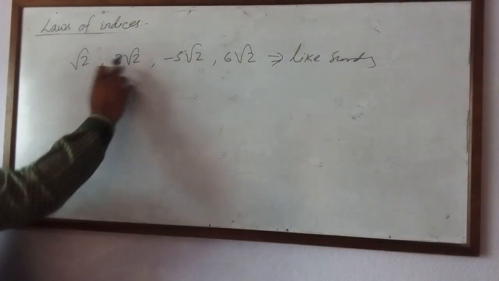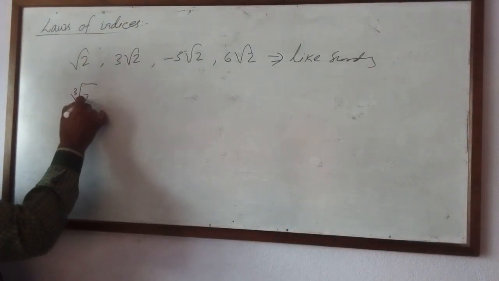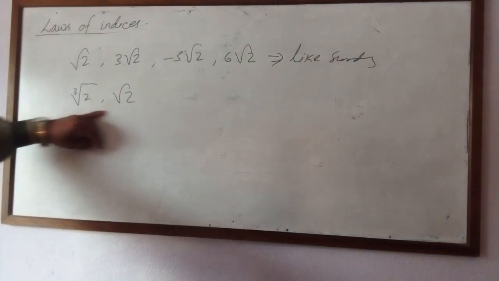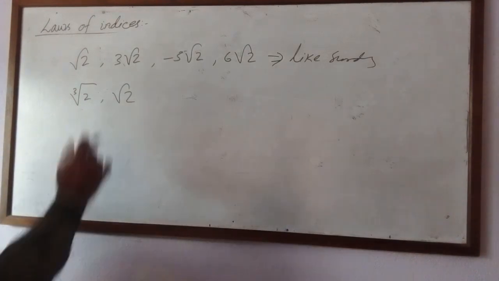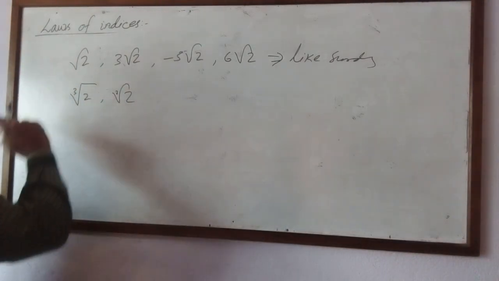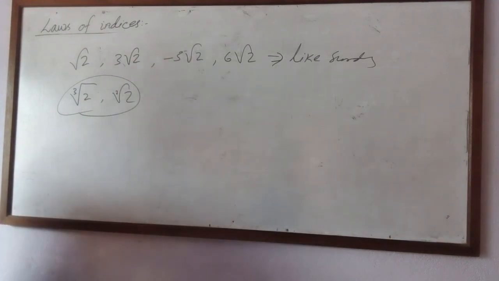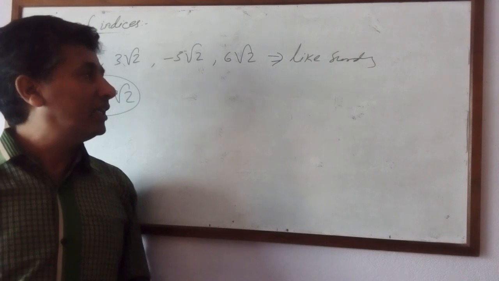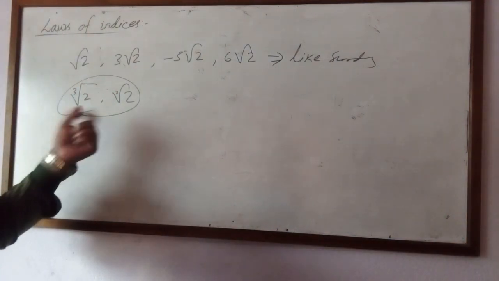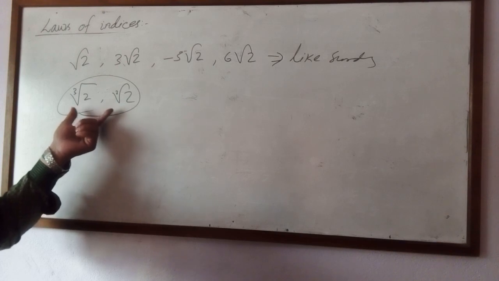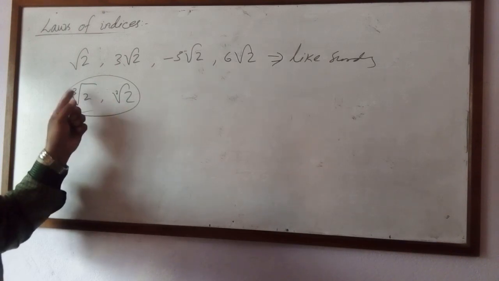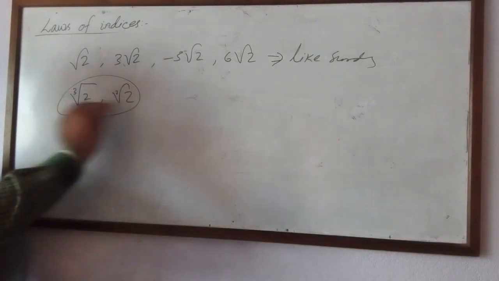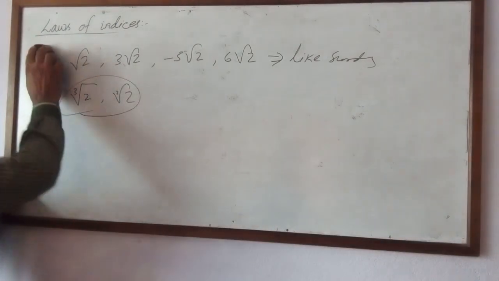Another example: root 3, 2 root 2. They are unlike surds, because one has order 2, the other has order 3. Unlike surds, that is like surds. Why am I talking about this one? Only like surds can be added and subtracted. And how do we multiply unlike surds? First of all, you have to make their order the same. Then after that you can multiply. Now I'll give one example of that.